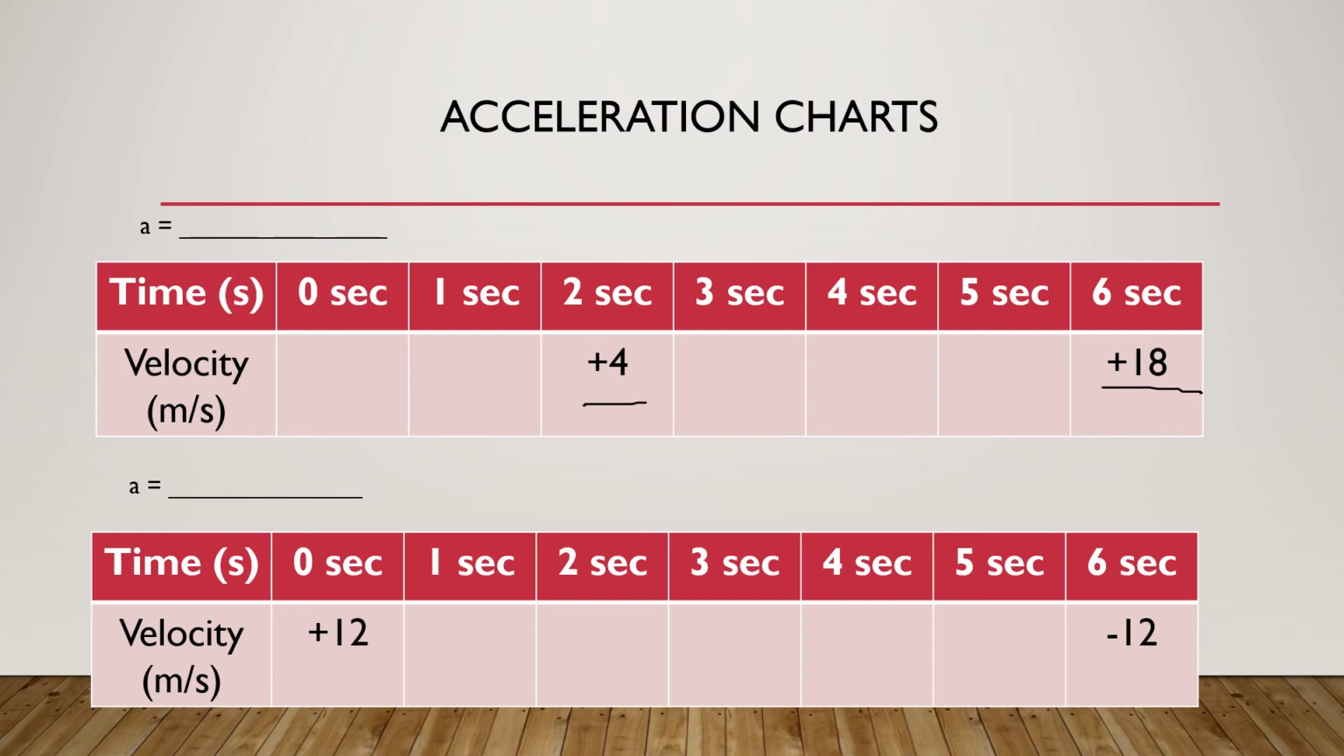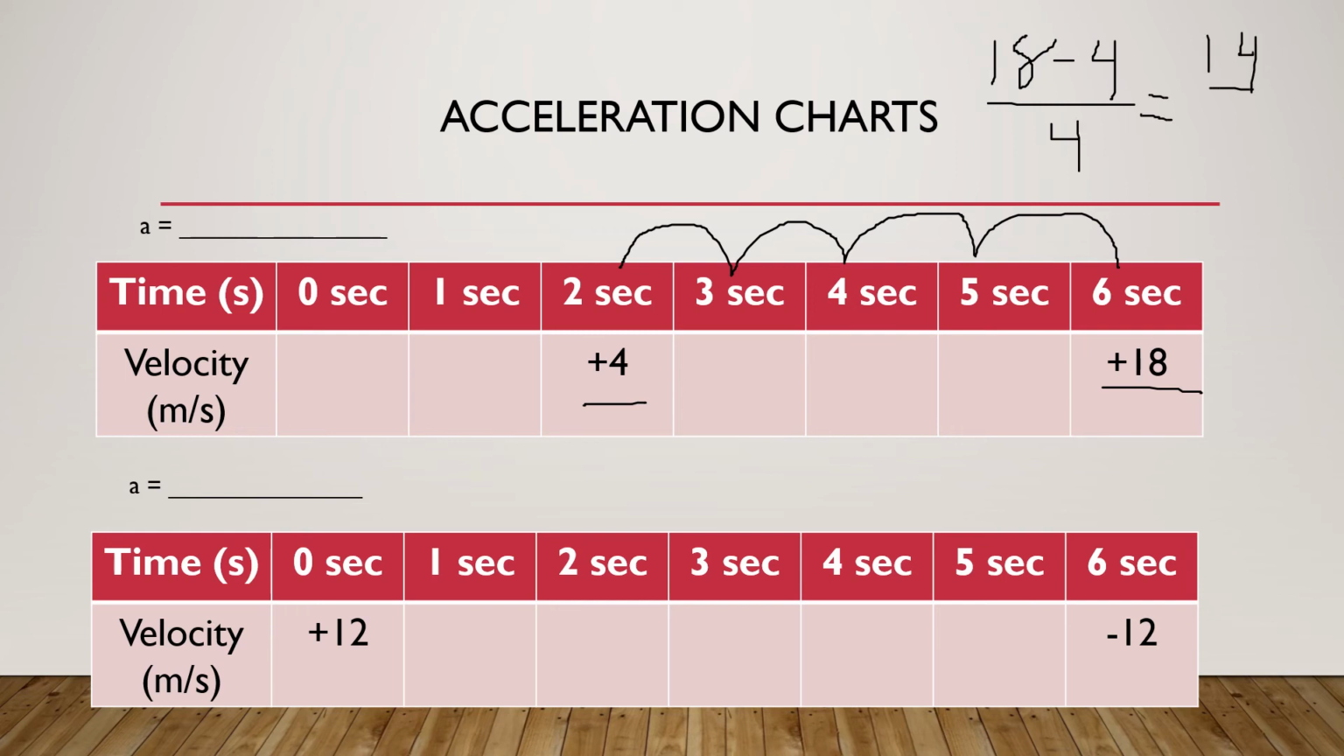Right minus left. 18 minus 4, divided by, well, how many jumps does it take to go from 2 to 6? 1, 2, 3, 4. 4 jumps. 18 minus 4 is 14. 14 divided by 4 is 3.5. But that means the acceleration is 3.5 meters per second squared, positive.